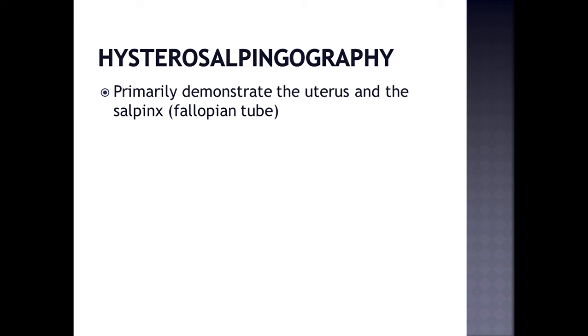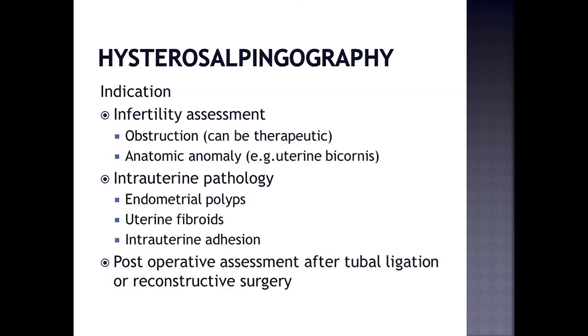So finally, I'll be saying a few words about hysterosalpingography. So this is the last modality I shall be talking about. So HSG primarily demonstrates the uterus and the salpinx. Indications of HSG include infertility assessment, intrauterine pathology, and assessment post-operatively after tubal ligation and reconstructive surgery.